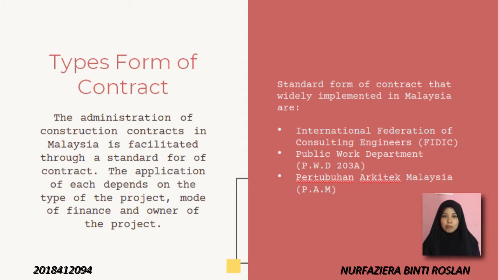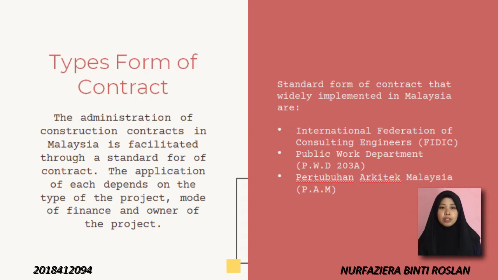Next, types and forms of contract. The administration of construction contracts in Malaysia is facilitated through a standard form of contract. The application of each depends on the type of project, mode of finance, and owner of the project. Standard forms of contract that are widely implemented in Malaysia are: Number 1, the International Federation of Consulting Engineers, FIDIC.